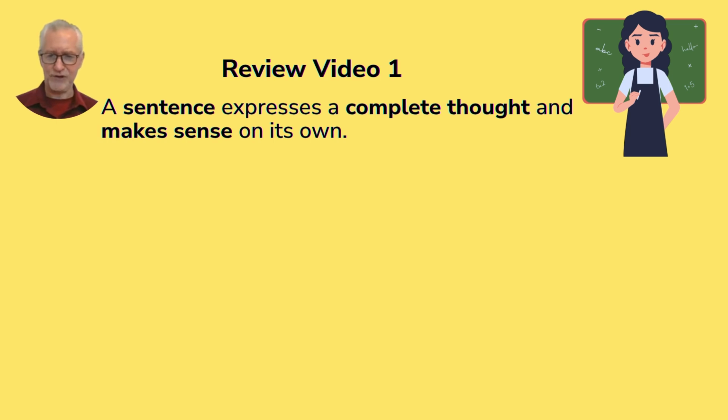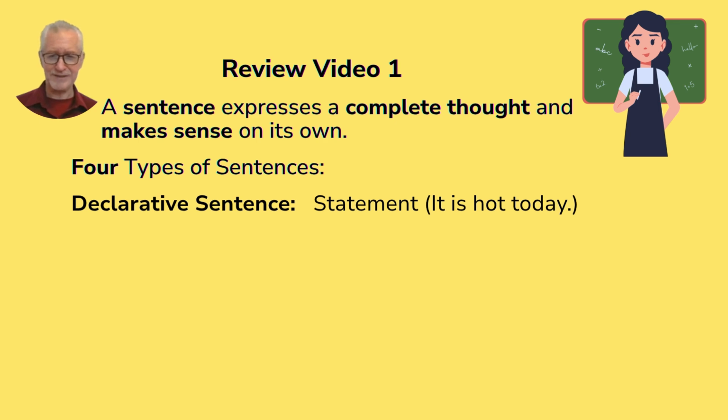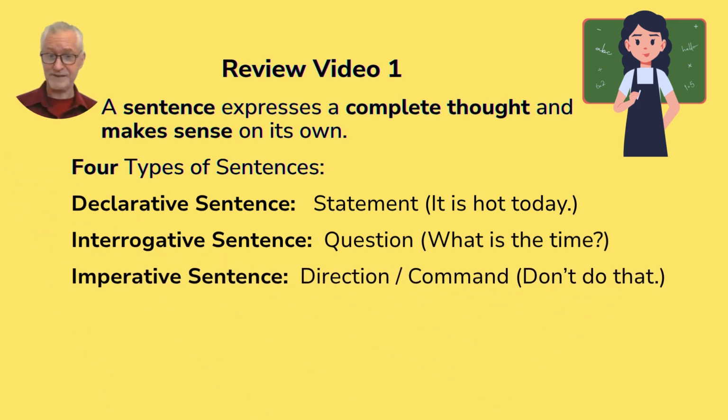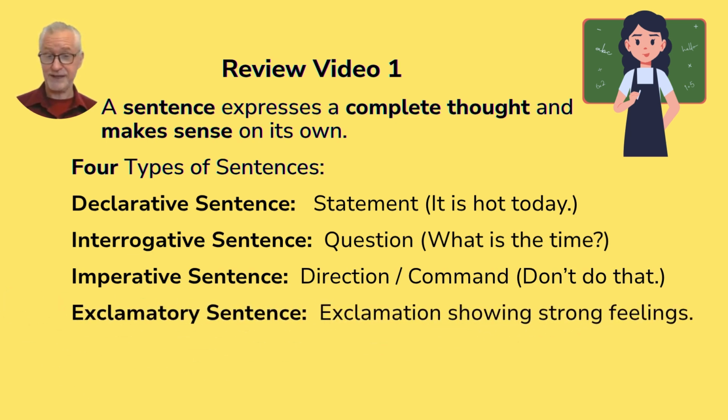In video 1, we learned that a sentence expresses a complete thought and makes sense on its own. There's 4 types of sentences: a declarative sentence, which is a statement, "It is hot today"; an interrogative sentence, which is a question, "What is the time"; an imperative sentence, which is a direction or a command, "Don't do that." An exclamatory sentence. This is an exclamation showing strong feelings. "I can't believe we won today."